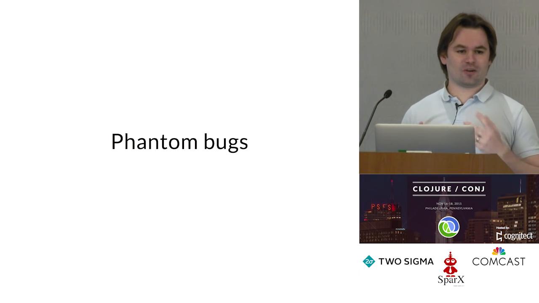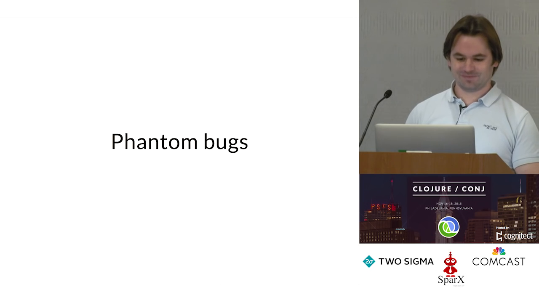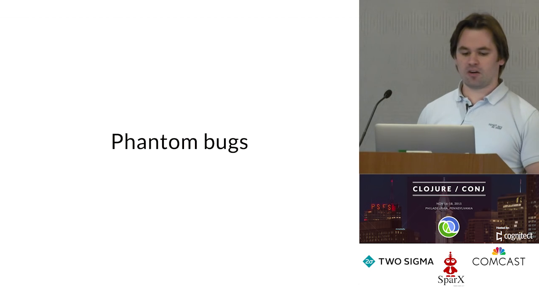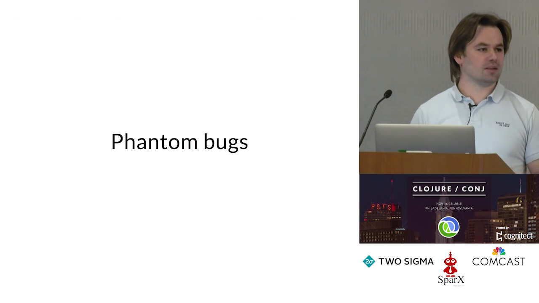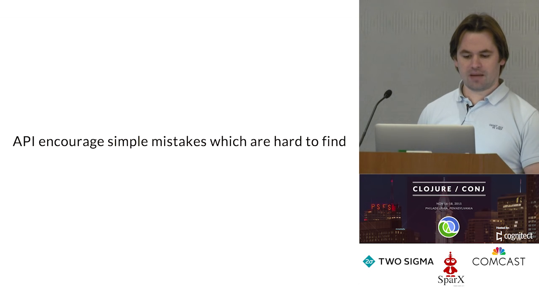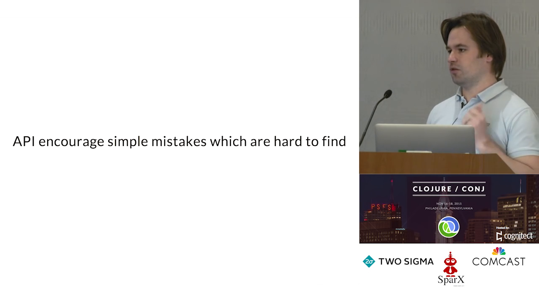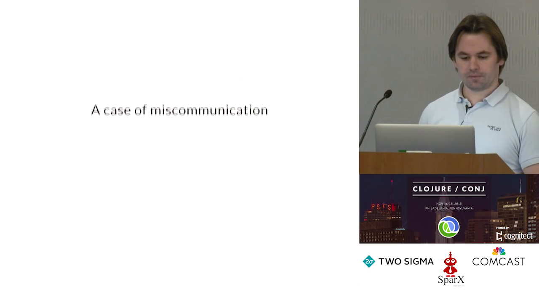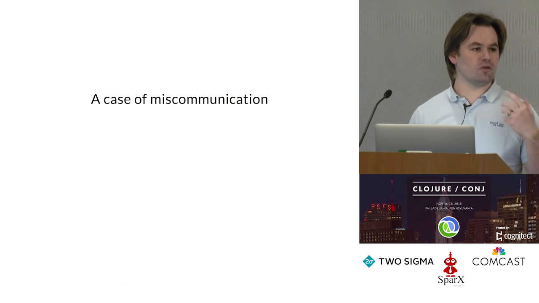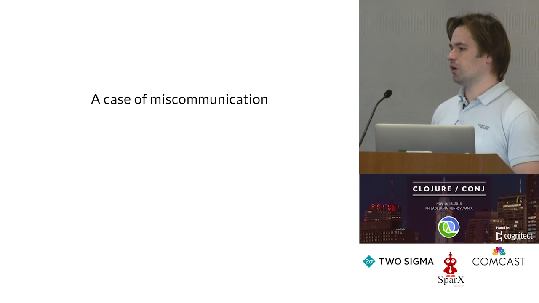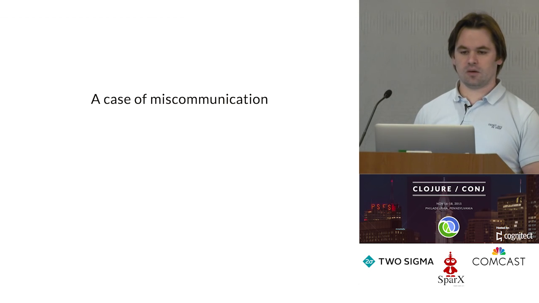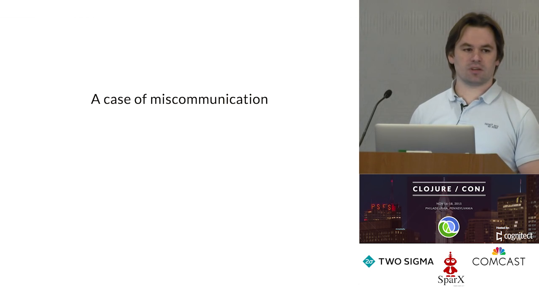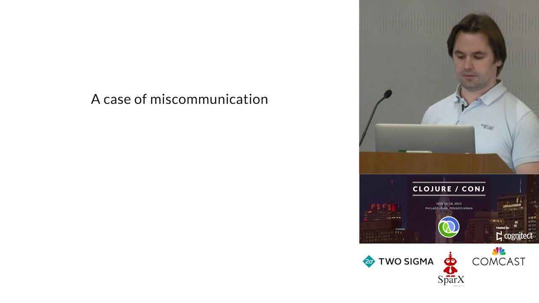And I made up all those expressions, so don't try to Google that in the Urban Dictionary or the like. So there's also something I call phantom bugs, which are bugs which actually aren't bugs. For example, the API encourages the user to make simple mistakes, which are hard to find. And this is a case of miscommunication. So you as a library maintainer fail to document the features in the interface in a way that empowers the user to actually use the library in a correct way and in a fail-safe way.